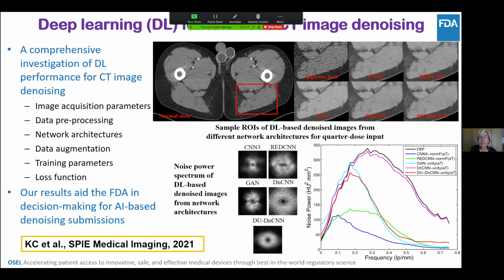I said I would mention some work that we're doing in CT image denoising in the proceedings of the SPIE Medical Imaging Conference that just took place in February of this year. We presented a comprehensive investigation of deep learning algorithm performance across a large number of algorithms for a large number of image acquisition parameters in CT and data pre-processing steps. The goal here is to have more streamlined decision-making for AI-based denoising submissions.